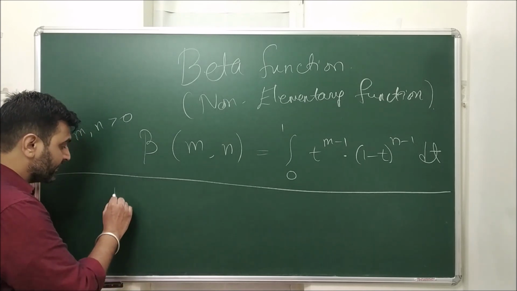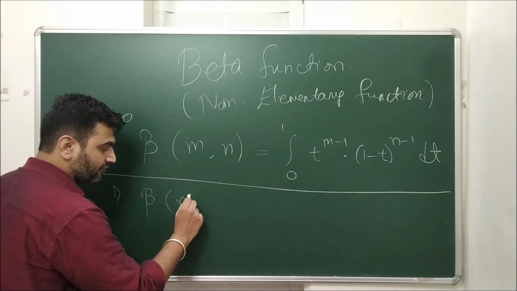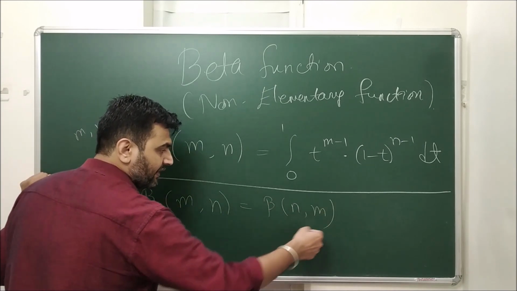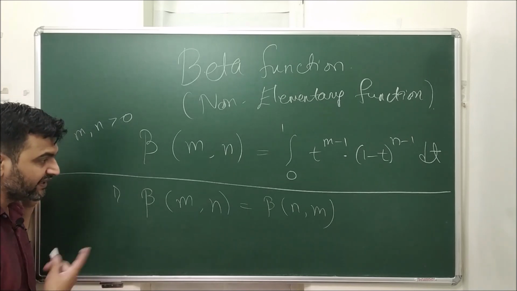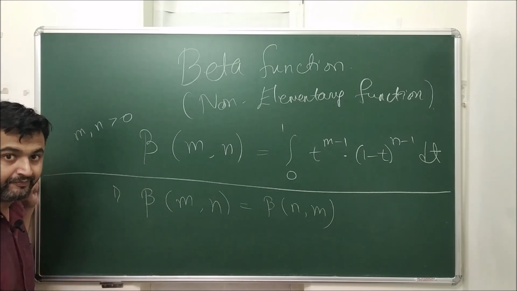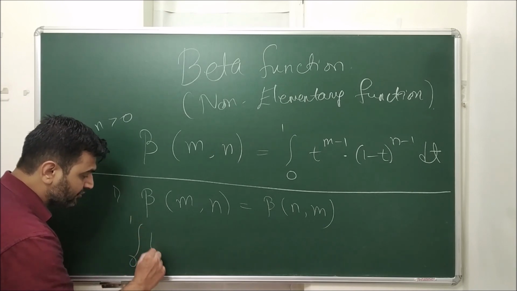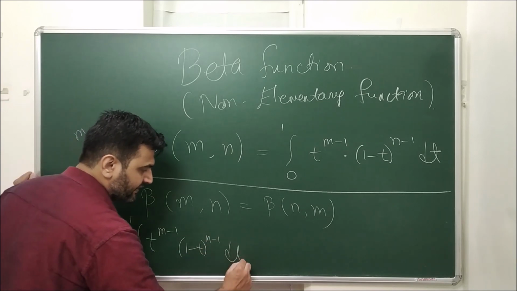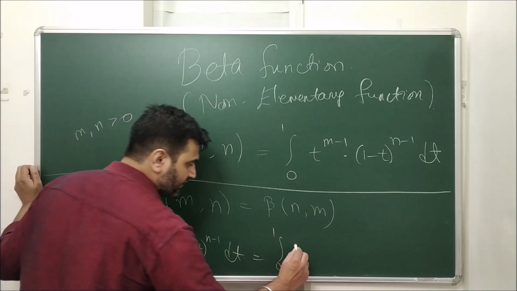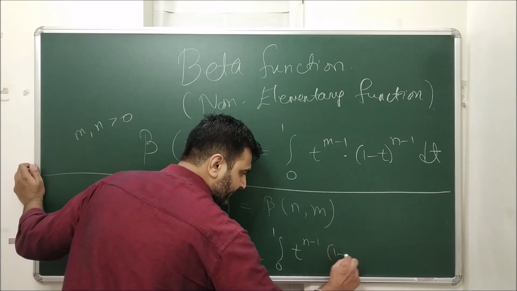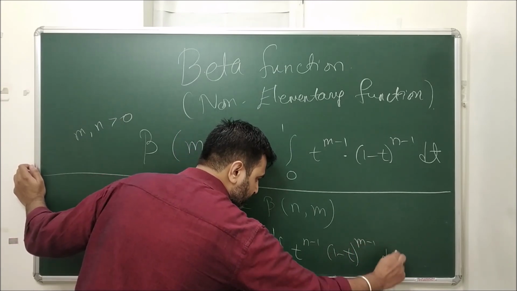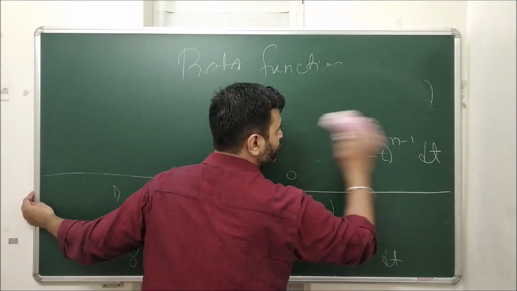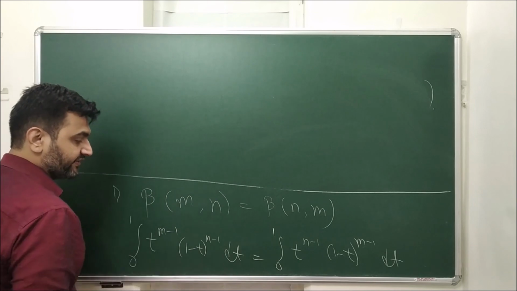Okay, so the first property is symmetry. Symmetry means that if you interchange m and n, your answer remains the same after applying the beta function. That means beta of m, n is the same as beta of n, m. That means the integral from 0 to 1 of t raised to m minus 1, 1 minus t raised to n minus 1, dt is the integral from 0 to 1 of t raised to n minus 1, 1 minus t raised to m minus 1, dt. This is the relation one has to prove, and this is called a symmetric relation.